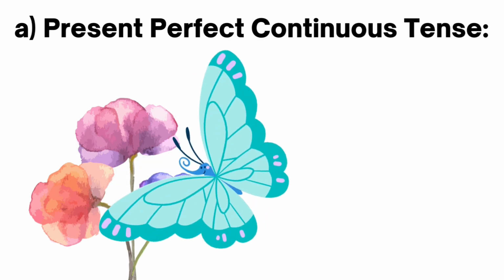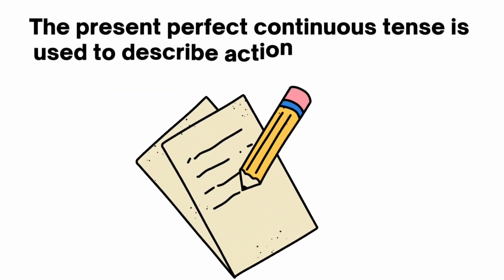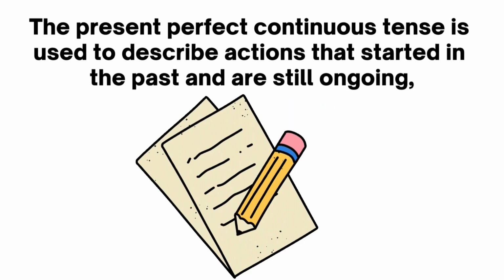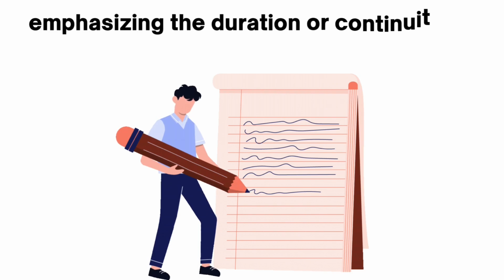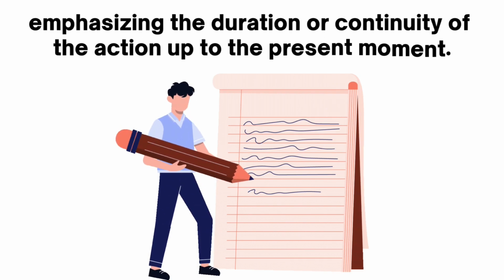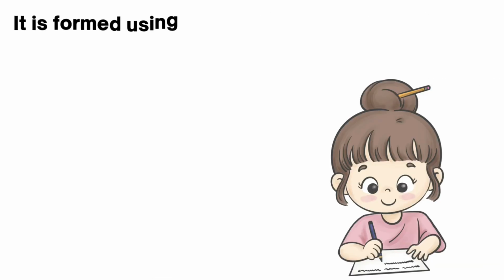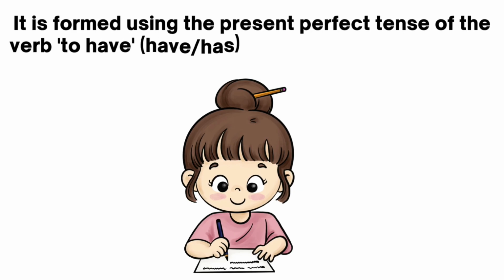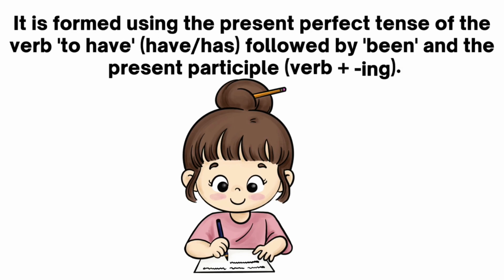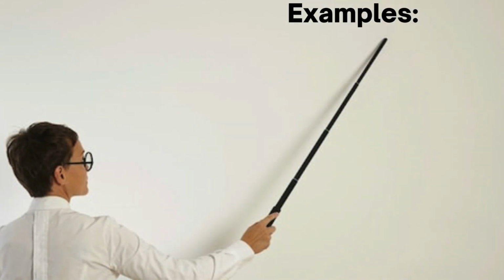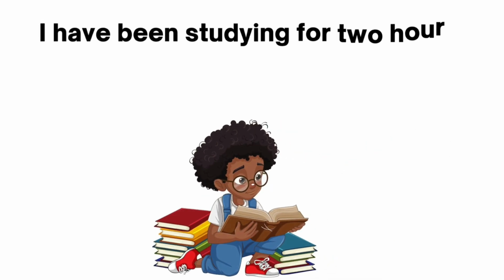Present perfect continuous tense. The present perfect continuous tense is used to describe actions that started in the past and are still ongoing, emphasizing the duration or continuity of the action up to the present moment. It is formed using the present perfect tense of the verb to have, has, followed by been and the present participle, verb plus ing. Examples: I have been studying for 2 hours.